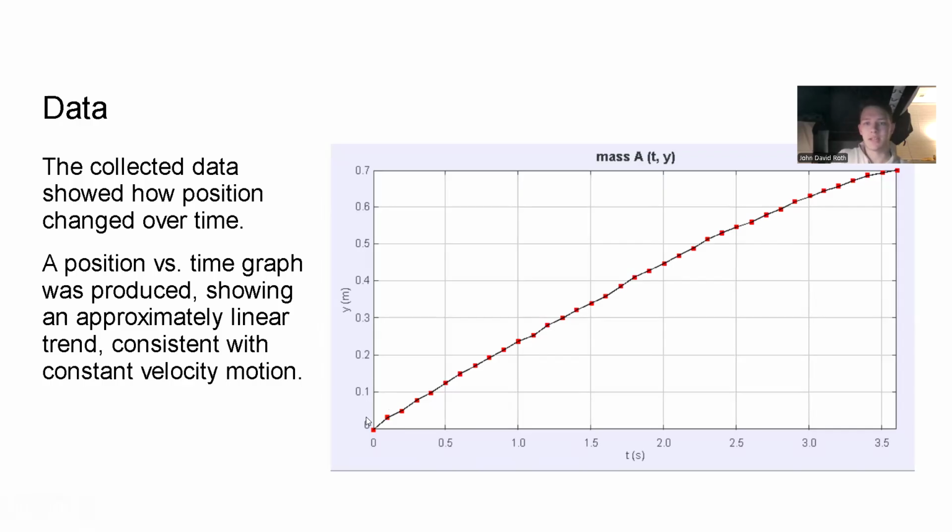This was the data that we got. Kind of looks like a linear graph. So this is the position-time graph. Kind of shows like it's a constant velocity motion.